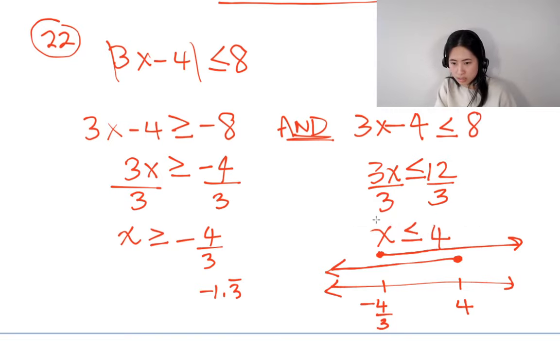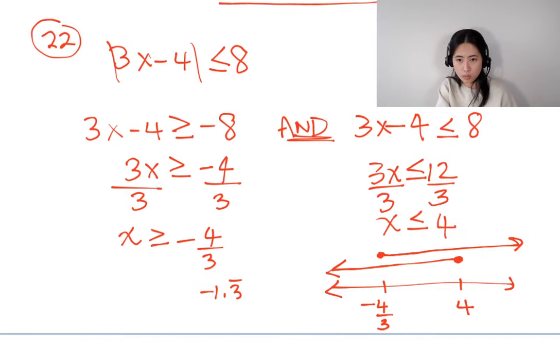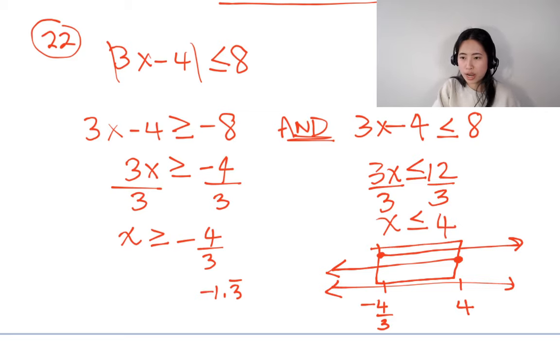Maybe we can move this a little bit up. Okay, so this is where the overlap is. It's basically from -4/3 until 4. Okay, so that's where the overlap is. Therefore, your graph should look something like this. I'm just going to draw it here.